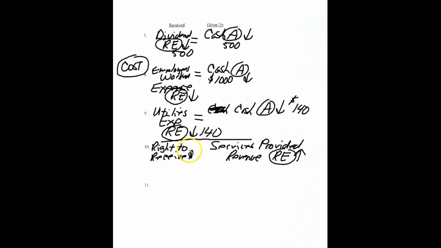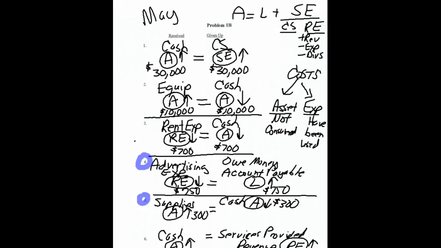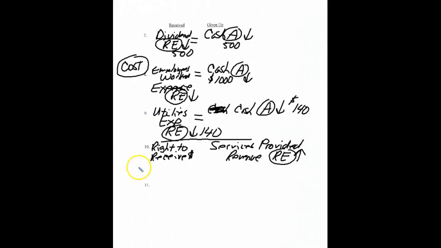Right to receive money in the future. That's actually an asset, right? It's a resource that we have. And so we will call that a receivable. We have a right to receive money. It's a receivable. We will have an account with each customer. So we have an account receivable, which is an asset, and it's growing. So assets will go up, retained earnings will go up.